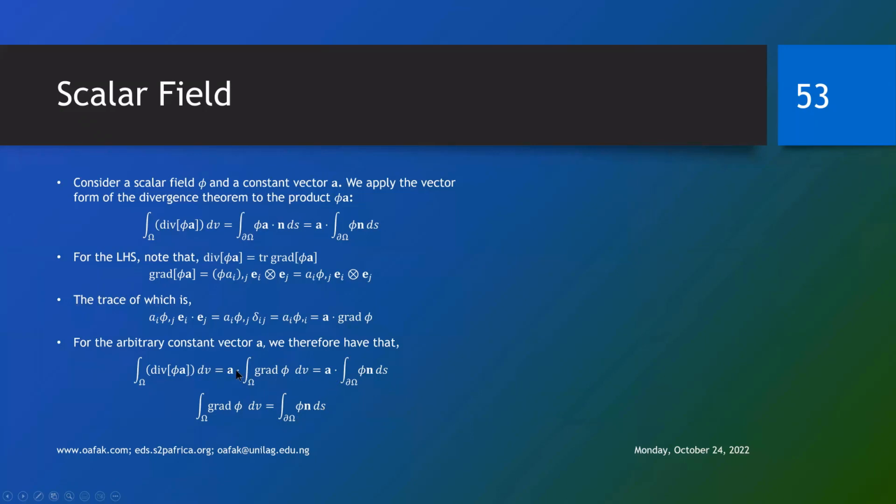Or you can see that since we are having A dot on both sides, we can therefore say that the integral of grad of phi dv is equal to the integral of phi n ds, which is the scalar form of that thing. And let us go back again.